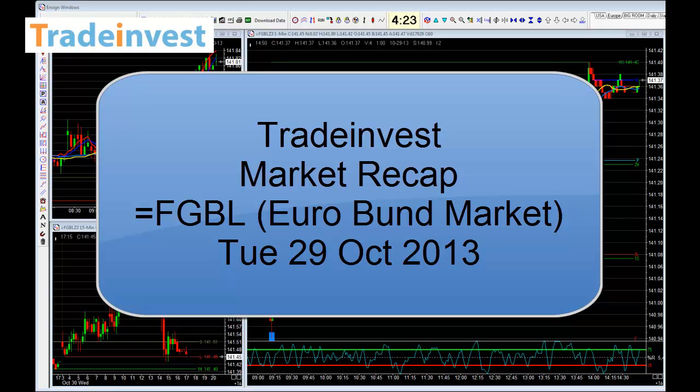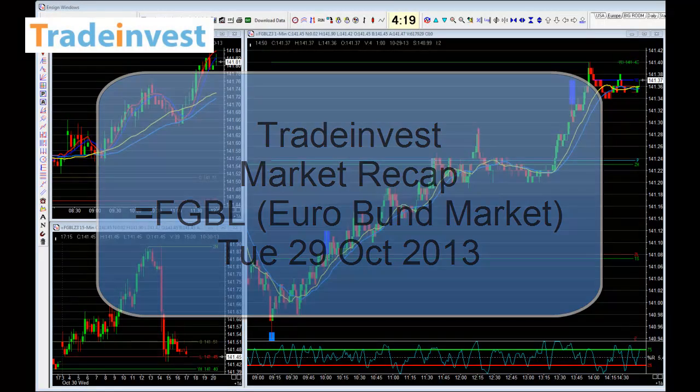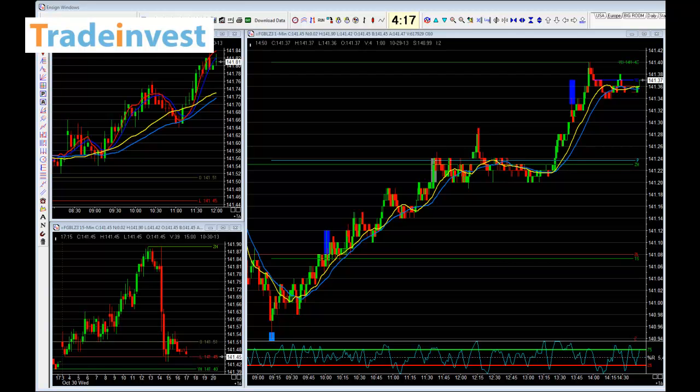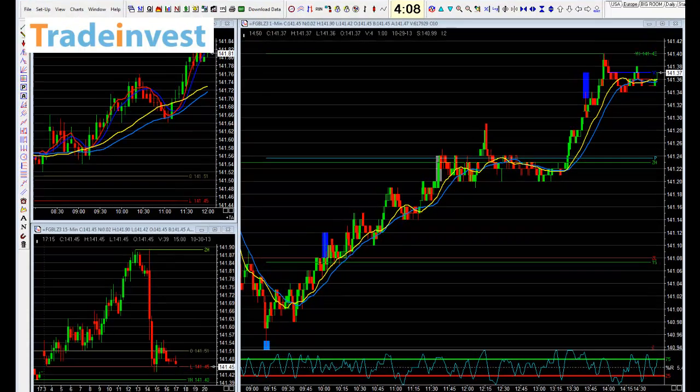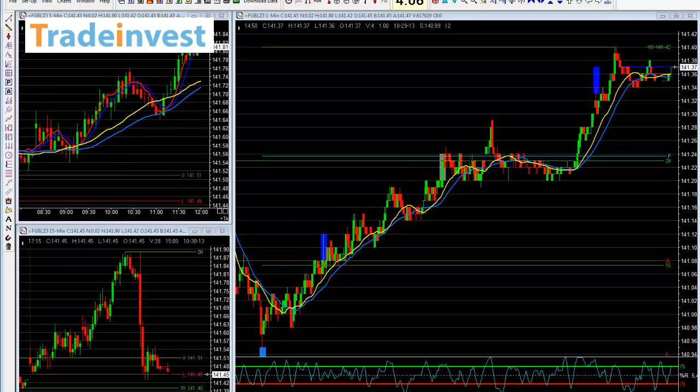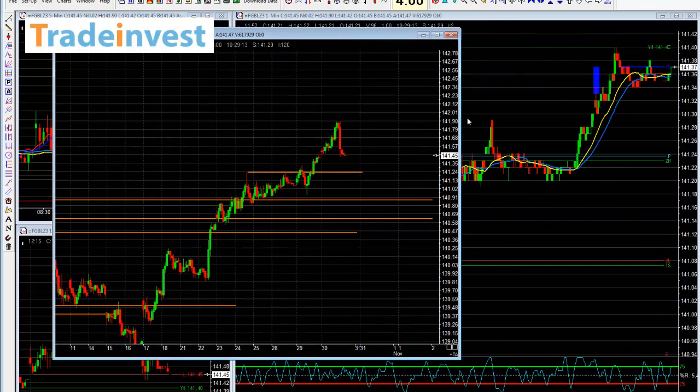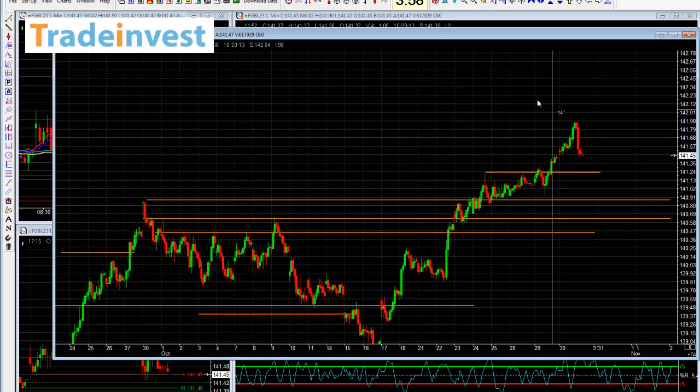Today we're looking at the European time zone that we look at in our trading rooms, and in that trading room we trade the FGBL, which is the Euro Bund market, or the Euro bond futures market. The first thing I always do before I trade on any single day is look at a 60-minute chart, and that gives me a great overview. I'll bring it onto the screen here, make it a bit bigger for us all to see.